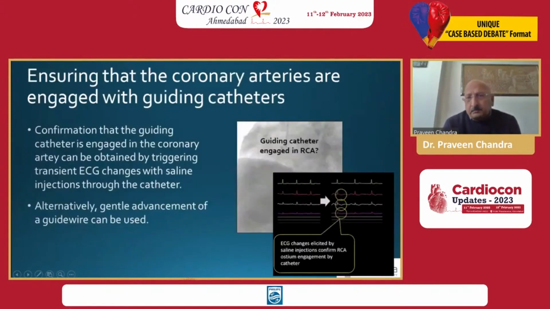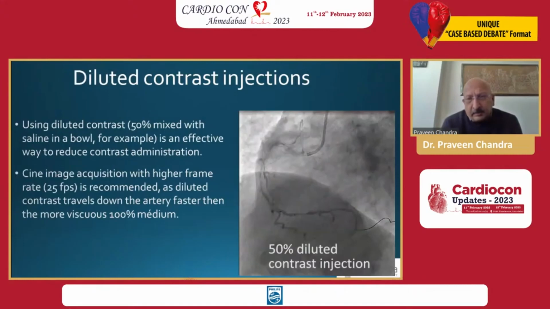And then these are the various things you can learn. If your guide catheter is engaged in the RCA and you inject saline, there is a T-wave inversion. You know where the guiding catheter is. It is already engaged. Looking at the pressure waveforms, you will know what exactly is happening. So basically, we do that very carefully. And sometimes if you have to inject contrast for a distal wire location, we use 50% diluted contrast. And with a higher frame rate, you can see the vessel better with less contrast.